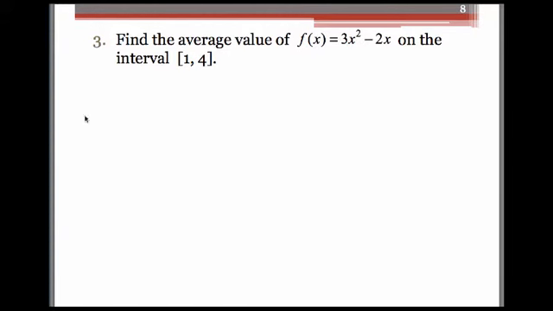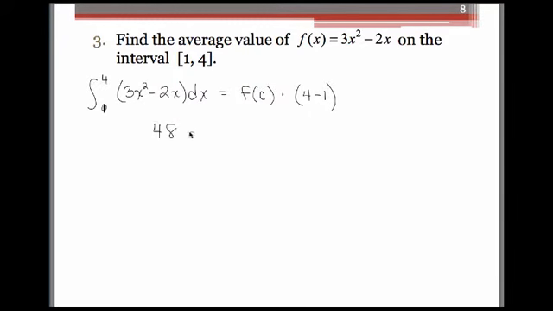If you want, like I said, a lot of people just prefer to set it up as a mean value theorem for integrals problem. So we're doing the integral from 1 to 4 of 3x squared minus 2x dx. We're setting that equal to f of c, which is our average value, times b minus a, so that's 4 minus 1. If you want to do the definite integral in your calculator, feel free. You should come out with 48 if you want to give it a try. So 4 minus 1 is 3.